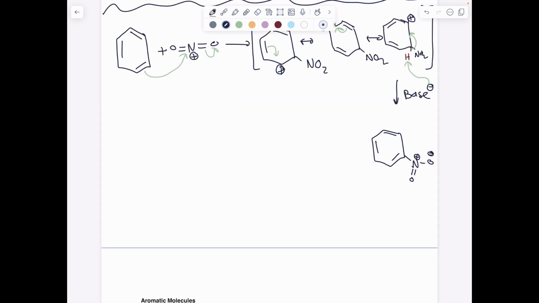If this mechanism seems complicated to you, I think it's helpful to relate it back to the E1 mechanism that we learned in Organic Chemistry 1. So I'm going to draw that here.